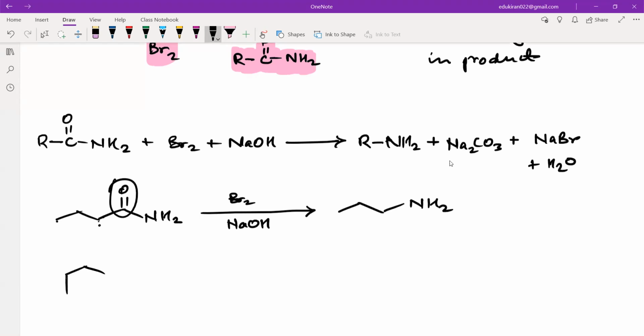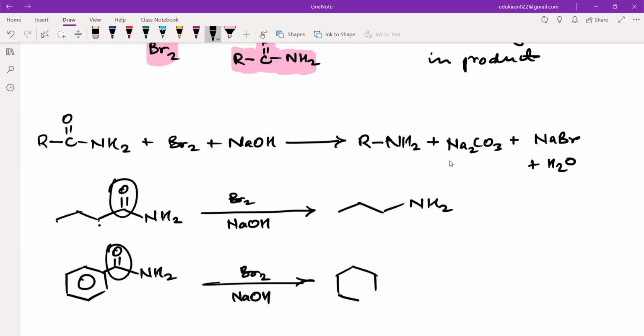Even if you have, let us say, a benzene ring, and here you have C double bond O and NH2, and here you are adding Br2 with NaOH. Here also you are going to remove this, and you are going to get a simple aniline structure. Is that clear? Yes or no, please? Yes, sir. Okay. So these are all the methods of preparation.